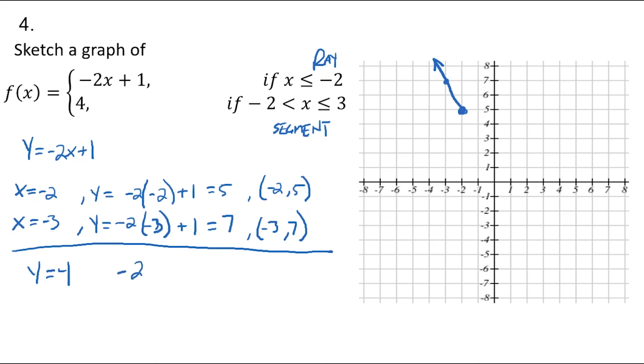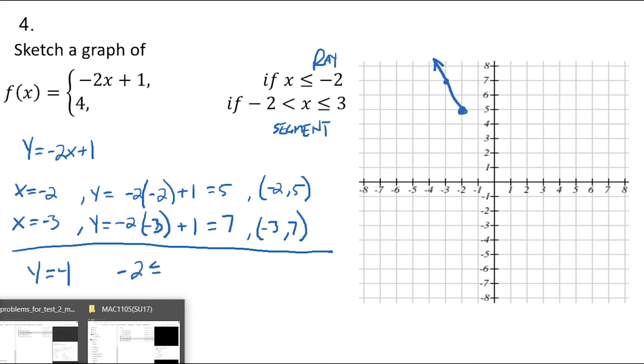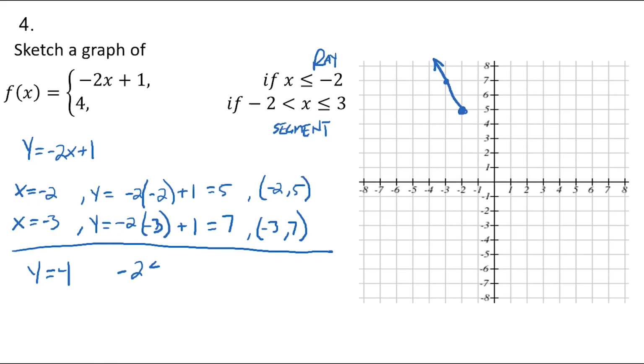where x is greater than negative 2 and less than or equal to positive 3. So one endpoint is negative 2 comma 4. This will be an open circle because we can't include negative 2 at this point, since it's already included up here, and then this will extend all the way over to where x is equal to 3.